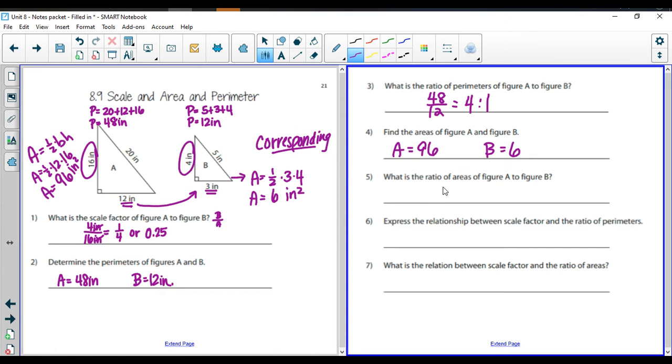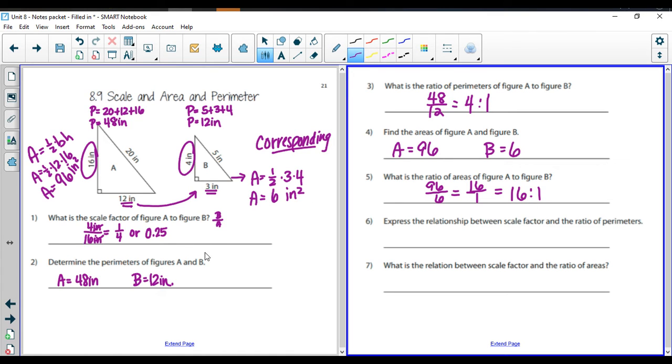So now we want to go ahead and figure out the ratio of A to B. So 96 to 6. And remember, with ratios, we're just trying to reduce these. We're going to treat them like a fraction. So we get 16 over 1. We just get 16, but we need to know that we put that over 1. So we can also write this as 16 to 1.